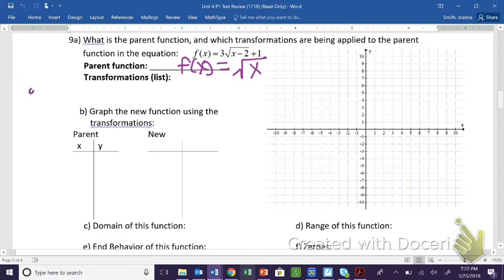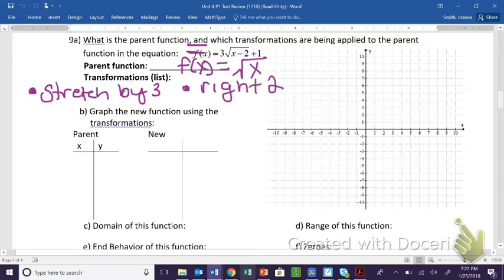Okay? The transformations from this parent function to this function right here. Okay? We have a 3, we have a -2, and we have a +1. What does that all mean? Well, it's a vertical stretch by 3, okay? Then you're going to be going right 2, a horizontal shift, right 2, and then we're going to go up 1, okay? So, those are my transformations.